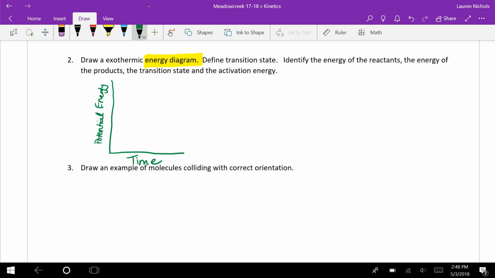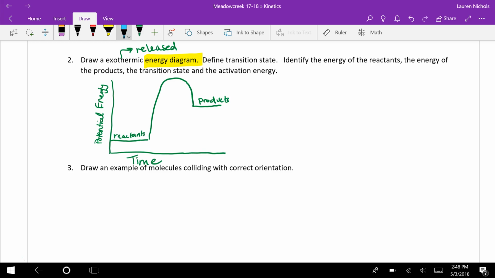And so for an exothermic, we know exothermic means energy overall is released. So that means your reactants kind of start out low. So I'm going to write reactants here. They absorb a certain amount of energy and then produce the products. Okay. And so they wanted us to label a few things.